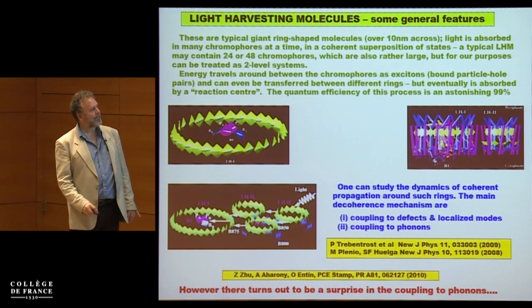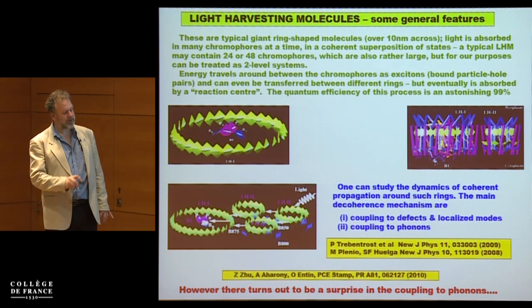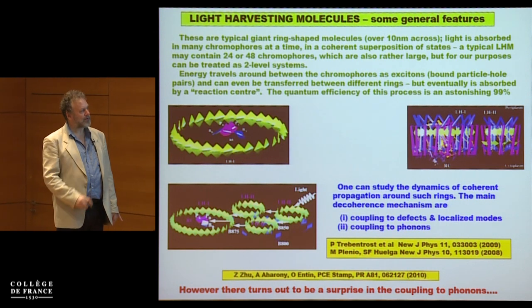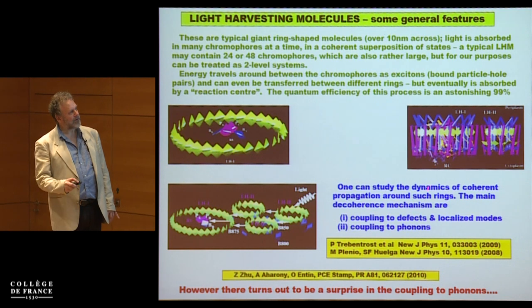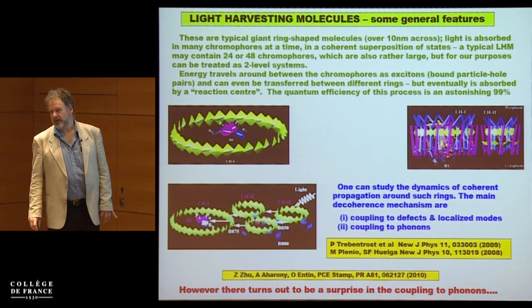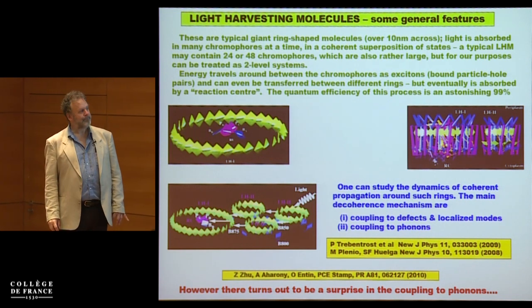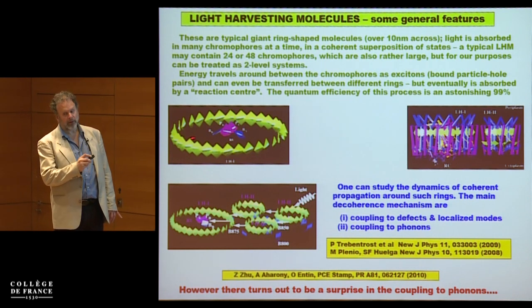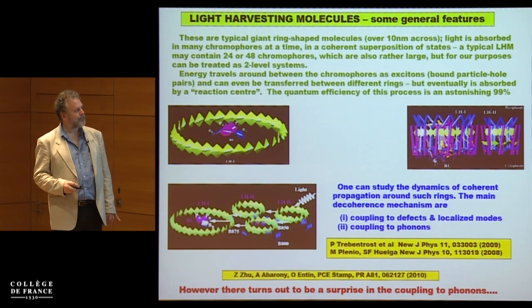These are the subunits, which are called chromophores, which for our purposes can be thought of as 2-level systems. And the exciton is a particle hole excitation, a bound particle hole, which is moving between these different sites. And the astonishing thing is that it moves coherently around these rings. Actually, in the real system, you have lots of rings which are coupled, and the excitons can even jump between them.